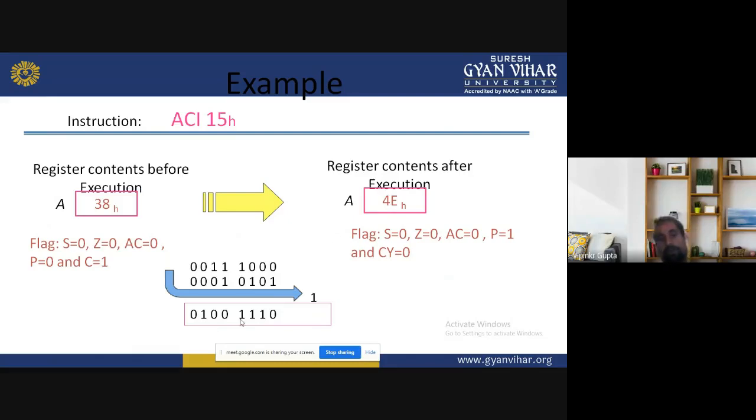Any hex digit contains a 4-bit binary combination. So now we will say the sign flag is 0. For the zero flag, all values are not 0, so the zero flag is 0. The D3 bit is not generating a carry, so auxiliary carry is also 0. Priority flag: number of ones is 4, an even number of ones, so the parity flag is 1. And the carry flag is also 0 because no carry is generated.